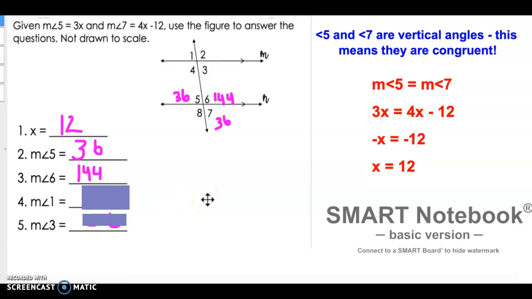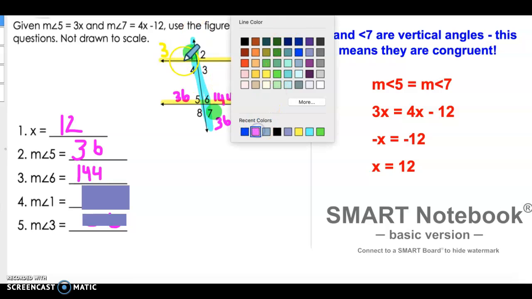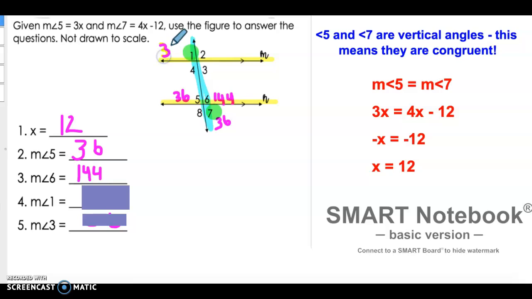All right, now number 4 wants us to find the measure of angle 1. Looking at our picture, we can figure out that angle 1 and angle 7 are alternate exterior angles. They are on opposite sides of our blue transversal, and they are outside the parallel lines. So if the measure of angle 7 is 36 degrees, that means that the measure of angle 1 is also 36 degrees.